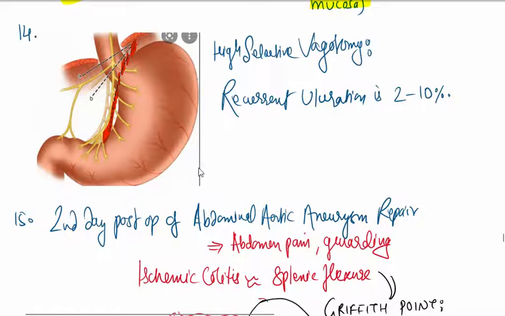Next image is showing this reddish area I have shown. Here is highly selective vagotomy. This is used for the treatment of ulceration caused by high acid. Recurrent ulceration is still possible post highly selective vagotomy, with a 2 to 10% chance.